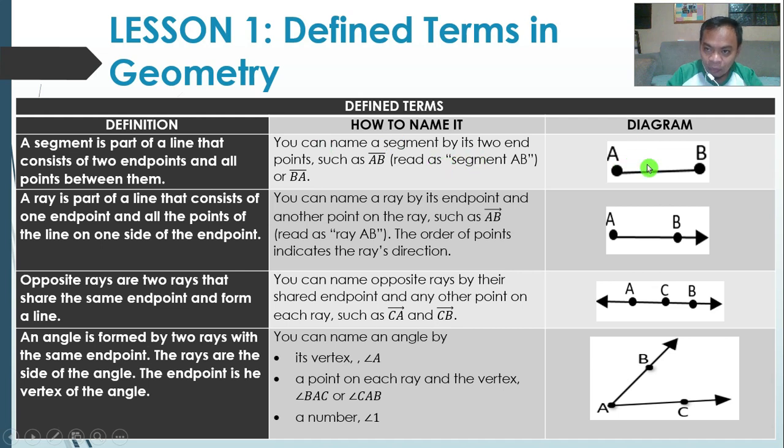So, we have here the diagram. We have here the segment. Okay? So, segment, kumbaga, parte po siya ng isang linya. Yung kinuha lang po natin. So, part of the line. So, you can name a segment by its two endpoints. Ibig sabihin nito, meron pa siyang endpoints, two endpoints.